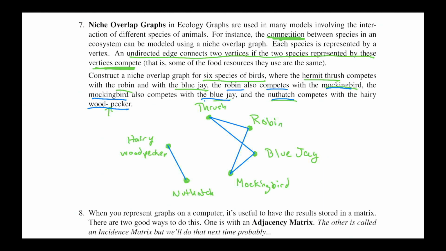Is that all of them? Hold on, let's look. Hermit thrush, robin, and blue jay. Okay, we did that. Robin with mockingbird, we did that. Mockingbird, blue jay, we did that. Nuthatch, hairy woodpecker. Yes, those go together. All right, so there's our graph.